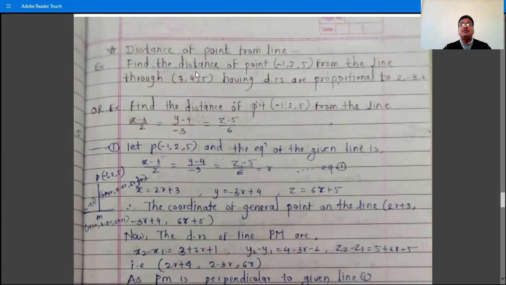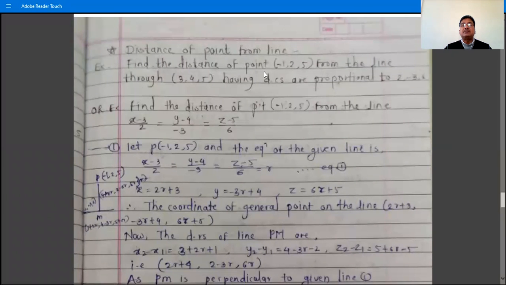So the same question: find the distance of this point from this line. Find the distance of the point (-1, 2, 5) from the line (x minus 3) by 2, (y minus 4) by minus 3, (z minus 5) by 6. So in this second example, the equation of line is given directly in the symmetrical form, and in the first format of the example, the point on the line and the direction ratios of the line are given. So if the point on the line and direction ratios are given, then we can write the equation of line as above.